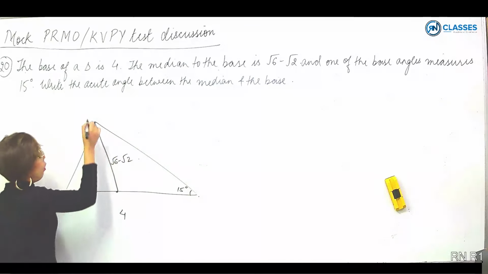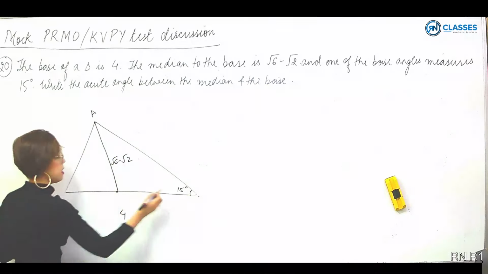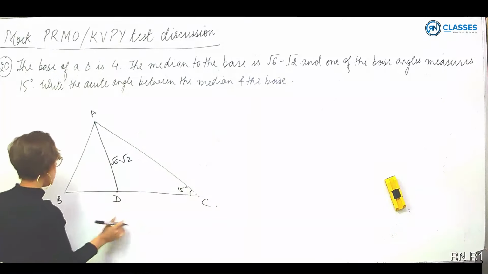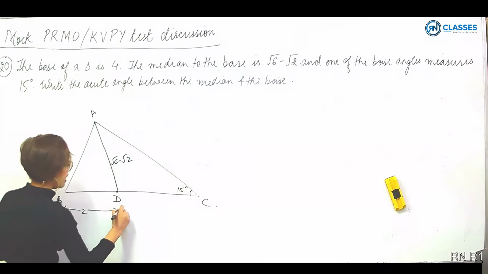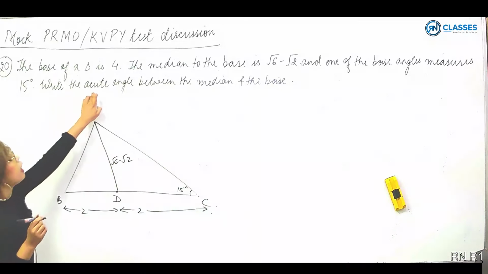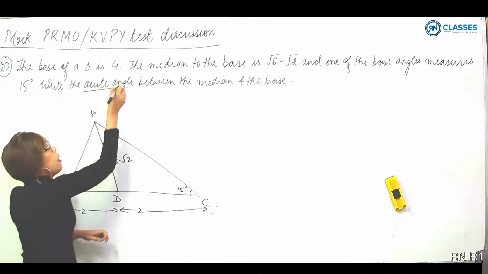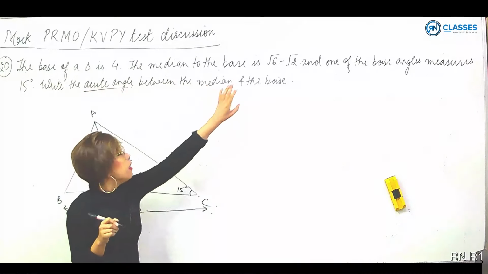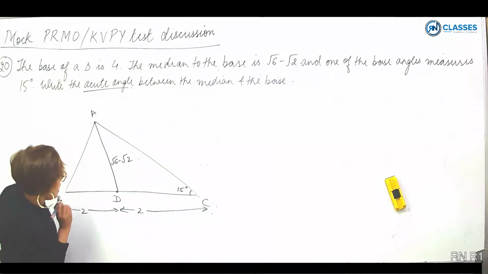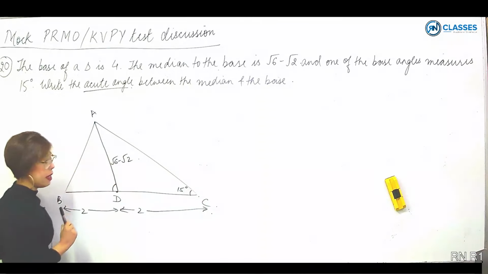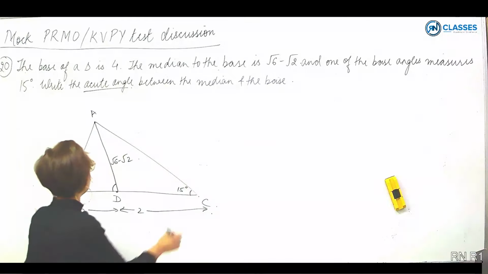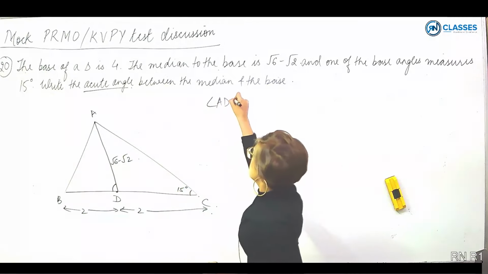Let me name the triangle, obviously. So, A, B, C. Let this point be D. Now, since AD is the median, I know that this length is 2 and DC is also 2. Right? He says, write the acute angle between the median and the base. Median is here, base is here. Acute angle. So, that means I can say this is the one. Right? I am interested in angle ADB.